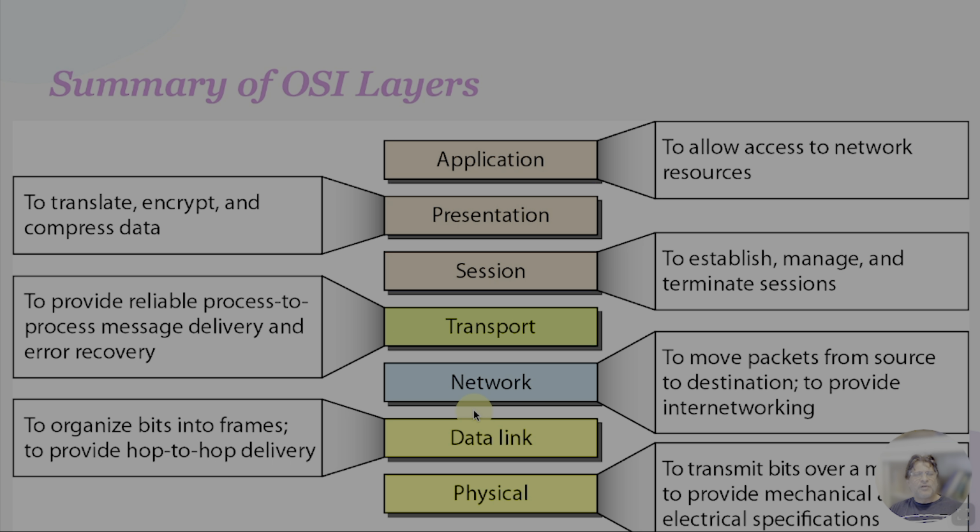In summary, we have covered all the 7 layers of the OSI model, right? And this is basically a summary of what each layer does. The physical layer is used to transmit bits over the network. This is basically ones and zeros in electrical form or optical form. Then there's the data link layer. That's where the MAC addresses come from. This organizes bits into frames to provide for hop-to-hop delivery.